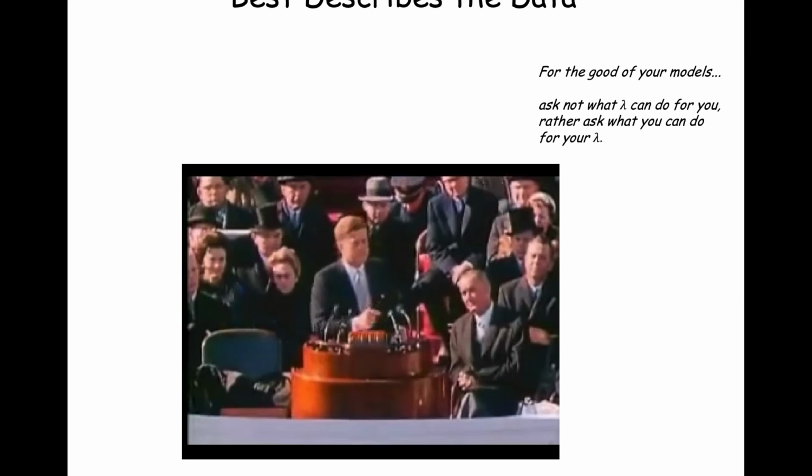And so, for the good of your models, ask not what lambda can do for you. Rather, ask what you can do for your lambda.